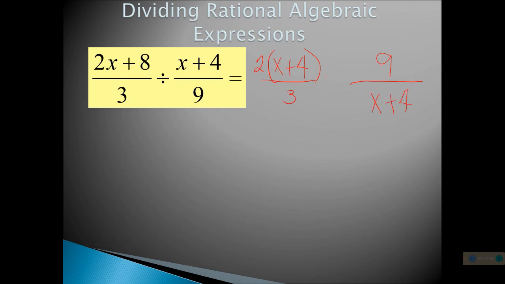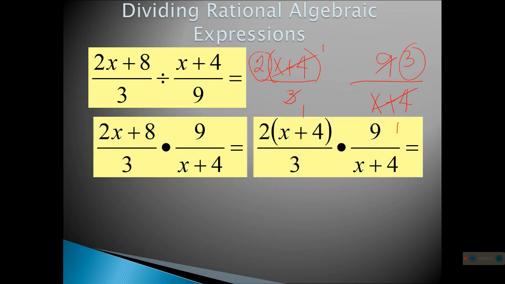Then look for the common factor. We have x plus 4 as common, so this will become 1. Then we have 3 and 9, so this will become 1 and this will become 3. Then we are left with only 2 times 3, which is equal to 6. Okay. So, let's proceed.